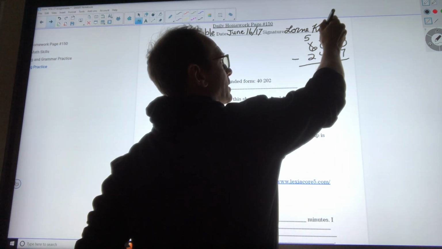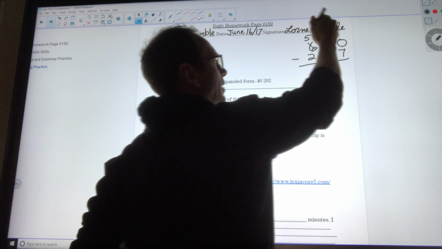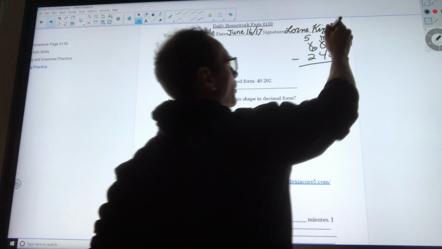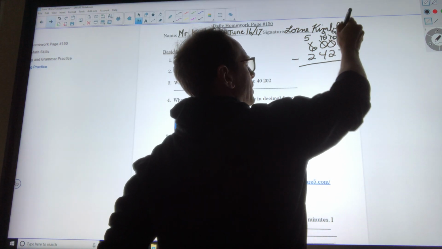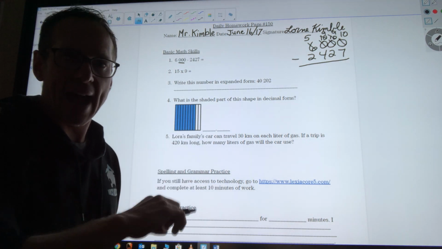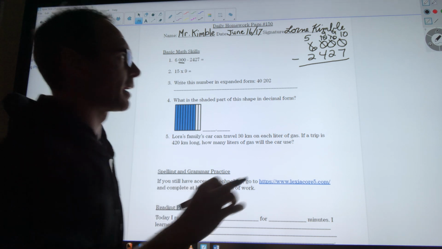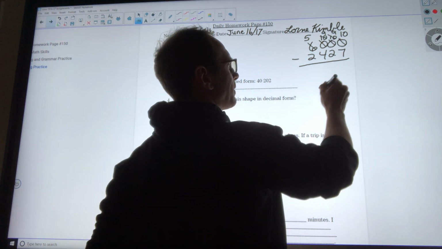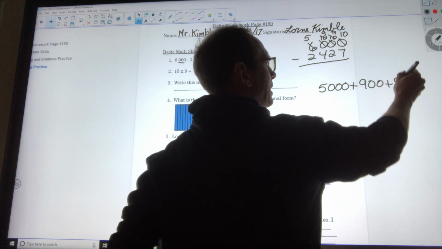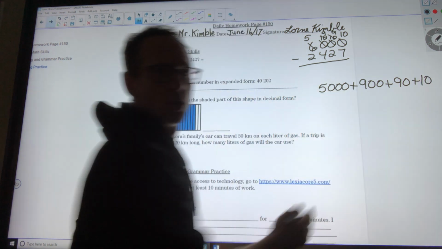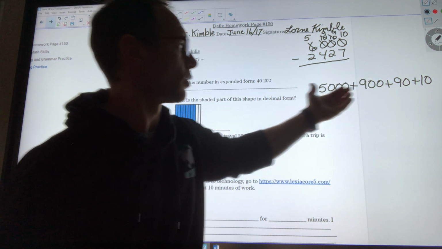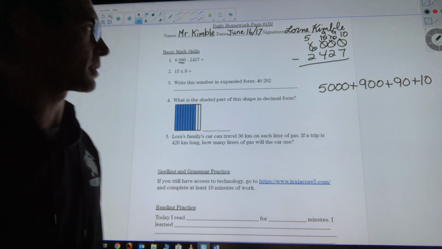Now I'm gonna take one of those hundreds, I'm gonna move it over to the tens place. So now instead of 0 tens, I have 10 tens. And last, I'm gonna take one of those tens and I'm going to move it over to the ones place. Now instead of 0 ones, I have 10 ones. I actually haven't added or subtracted anything yet. I've just regrouped my numbers. If you look at 5,000 plus 900 plus 90 plus 10, you have the same thing as 6,000, right? You've just regrouped the numbers, redistributed the numbers.